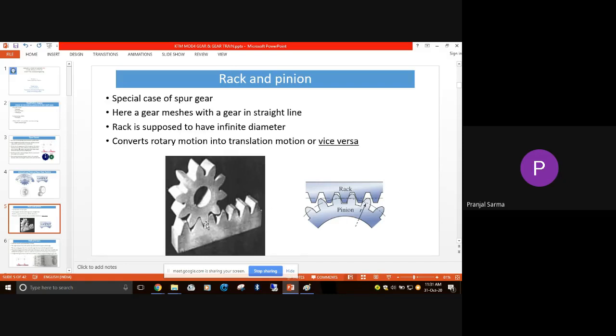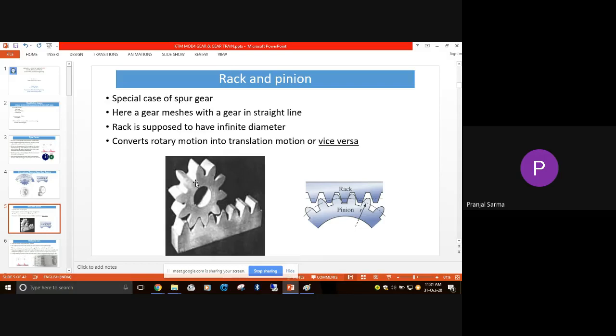Okay, here we have cut the gear teeth and it meshes with this particular circular gear. So this particular arrangement is known as the rack and pinion arrangement. Here is the rack, the straight line portion, the straight gear, and the circular one, the gear-like profile, is known as the pinion.